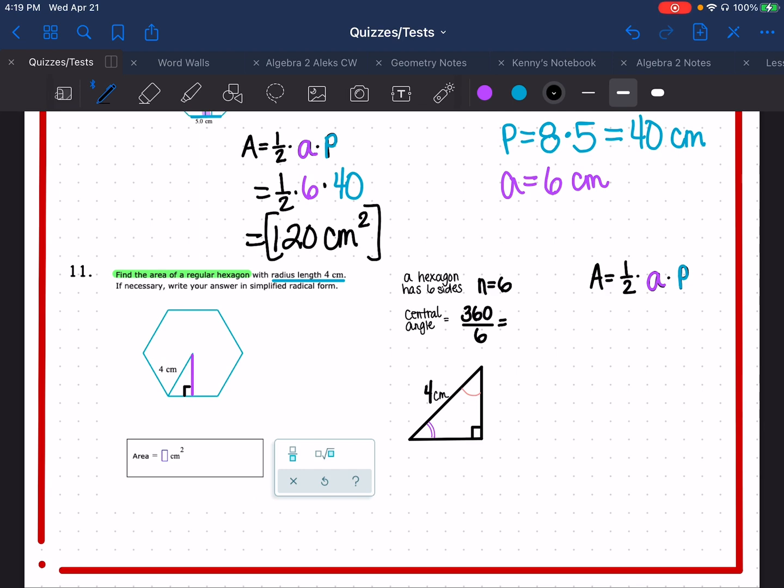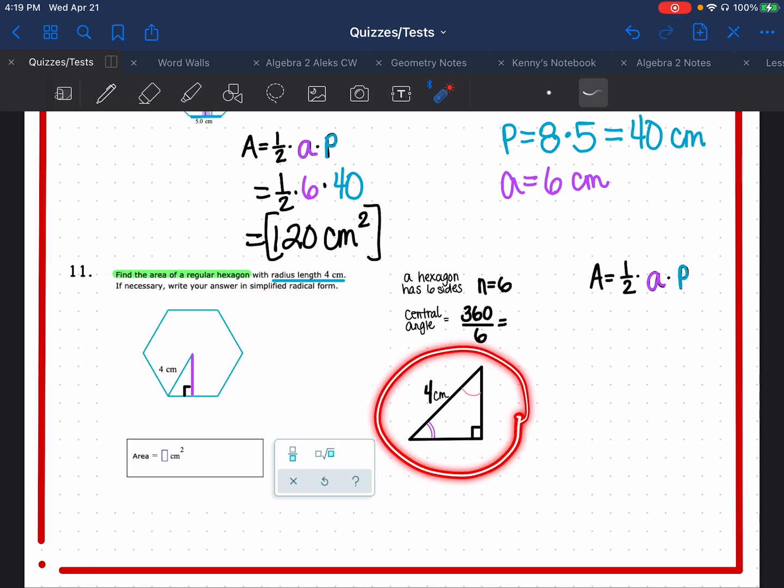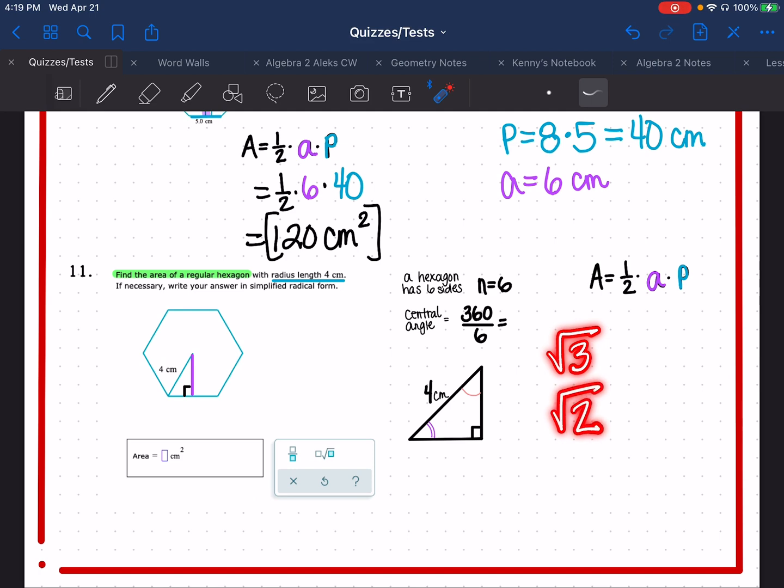In this one they gave me the radius. They may give you the apothem, but I did not luck out. I got the radius. They are going to ask you to write your answer in simplest radical form. That means this special right triangle is going to have a square root in it. Remember, both of my special right triangles, one had the square root of 3, one had the square root of 2. So it's going to be one of those special right triangles.